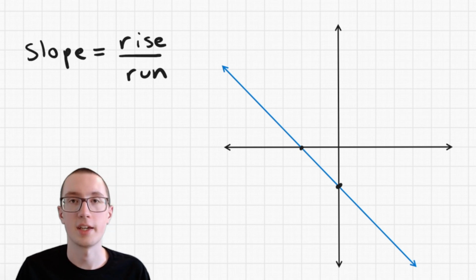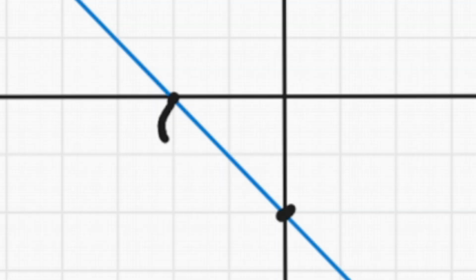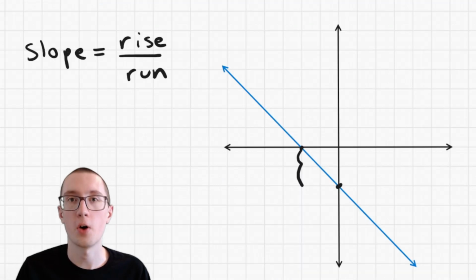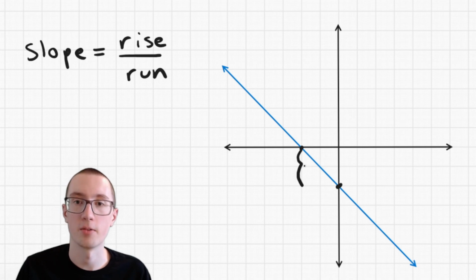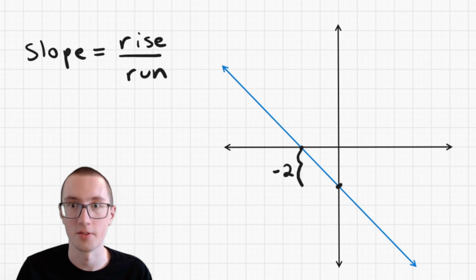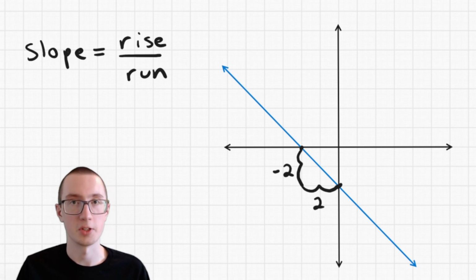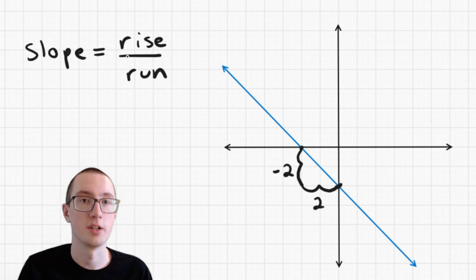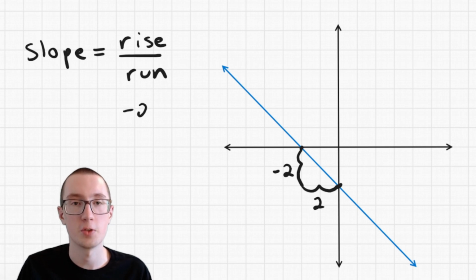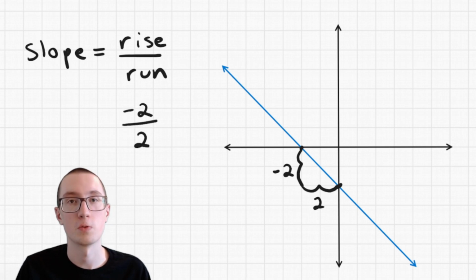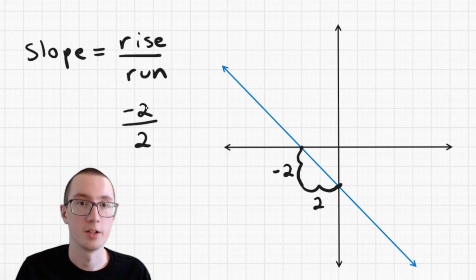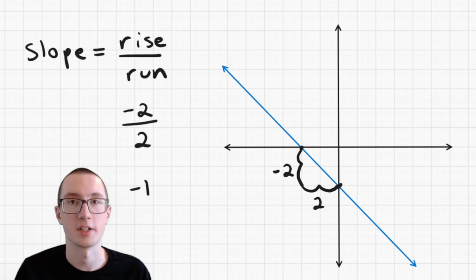The rise, or in this case, it's actually going to be falling. 1, 2. So when it's falling, that means it rose a negative amount. So this went 2 boxes, but the rise is going to be -2 because it went down. And the graph runs 1, 2 squares. So the run is going to be 2. So let's go ahead and plug this into our equation. Slope is -2 for the rise over 2 for the run. So now all we need to do is divide. 2 divided by 2 is 1. And we have a negative sign, so we'll put the negative sign here. And that's it. Our slope in this case is -1.